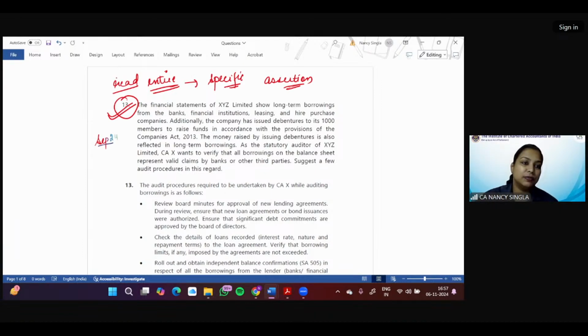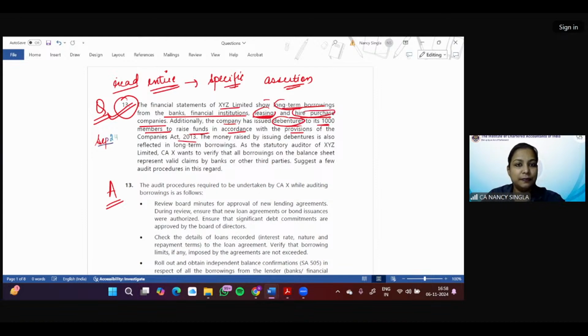So this is the question. The financial statements of XYZ Limited show long-term borrowings from banks, financial institutions, leasing, and hire purchase companies. Additionally, the company has issued debentures to its members to raise funds in accordance with the provisions of the Companies Act 2013. So it is talking about long-term borrowings, lease, hire purchase, and also debentures. Okay? The money raised by issuing debentures is also reflected in long-term borrowings.